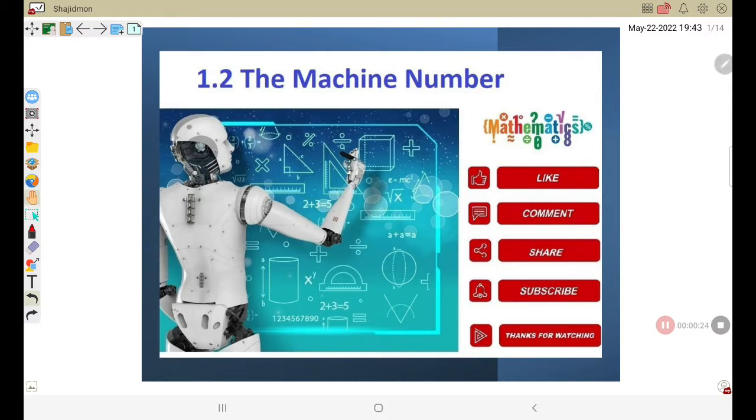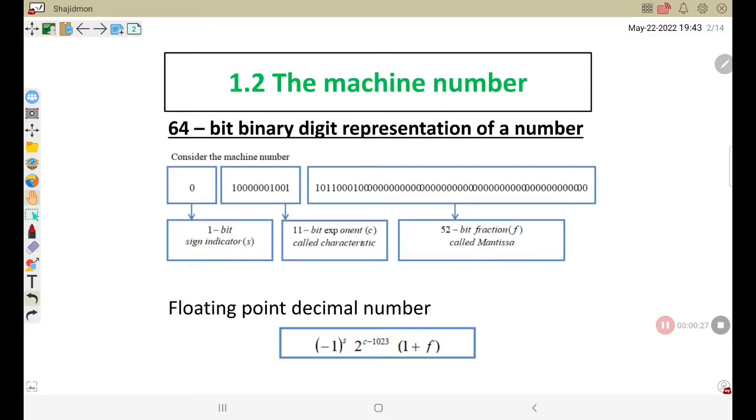Okay, let us start the topic. Section number 1.2, the machine number. In this section we are studying the 64-bit binary digit representation of a number. How can we represent a decimal number in 64-bit binary digit representation? See here, I have given one example.